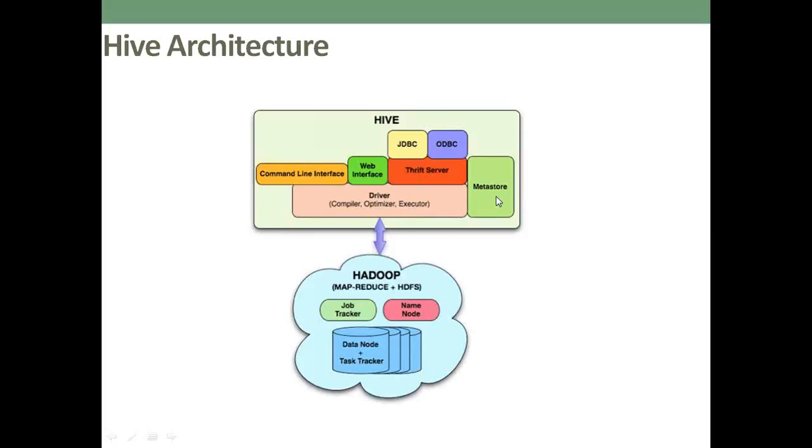We'll go through configuring MySQL also. First we'll go through the Derby database, then we'll configure MySQL, and see how we start the metastore service and the Hive server. So these are the main basic components in Hive. This query engine or driver will compile, optimize and execute. Internally it will convert the query into a MapReduce job, and it will interact with Hadoop.